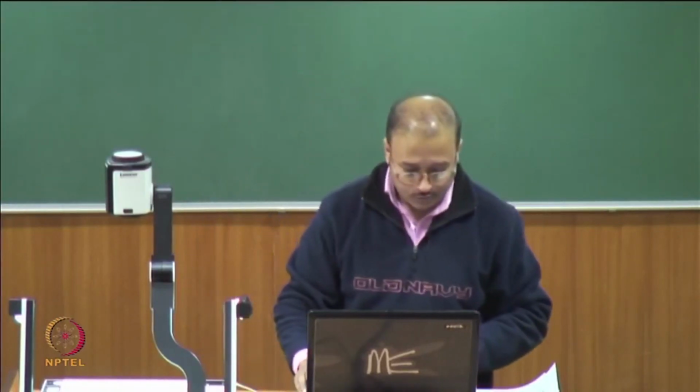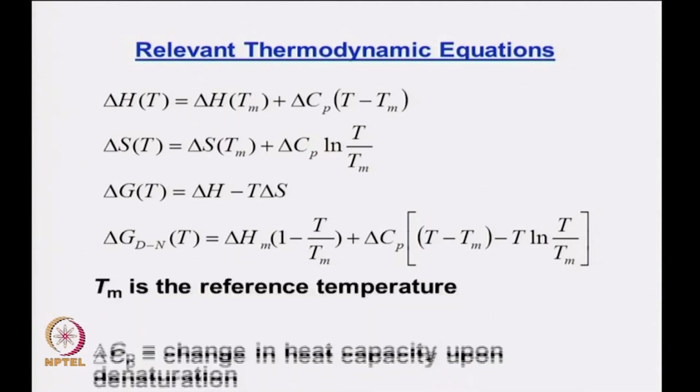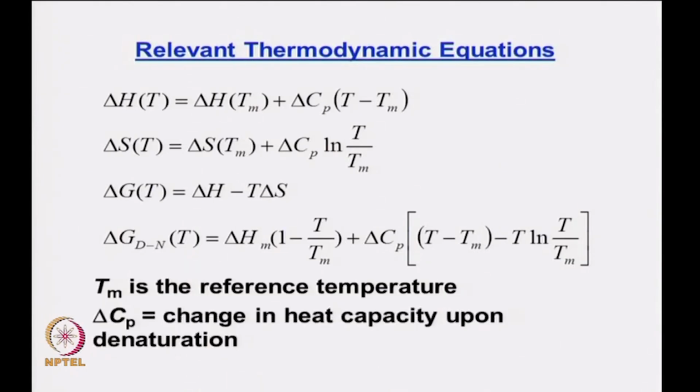So, now if you carry on with this, after we have these set of equations, you also know these relevant thermodynamic equations, right. So, delta H is equal to delta H T m plus delta Cp T minus T m, where your reference temperature is not T g now, it is T m, because I said T m is equal to T g, and you have these host of relations, and finally, you can see this delta G, right. We derived this equation yesterday, is related to delta H m, T m, delta Cp. You do not have anything else. So, T m is the reference temperature, and delta Cp is the change in heat capacity upon denaturation.